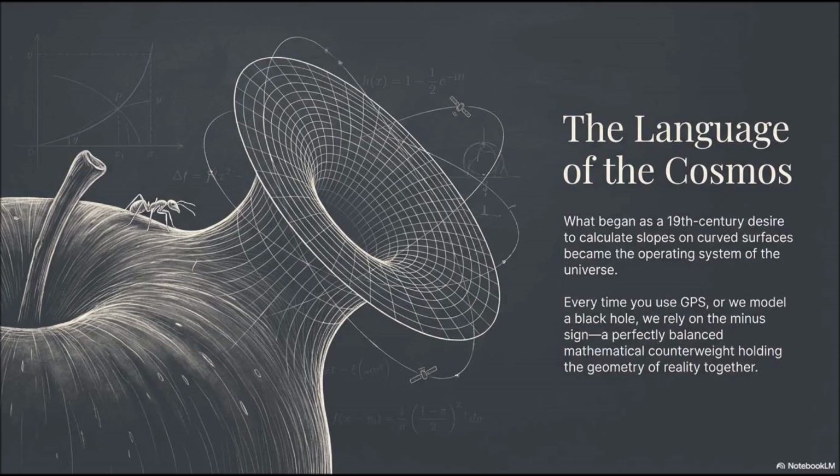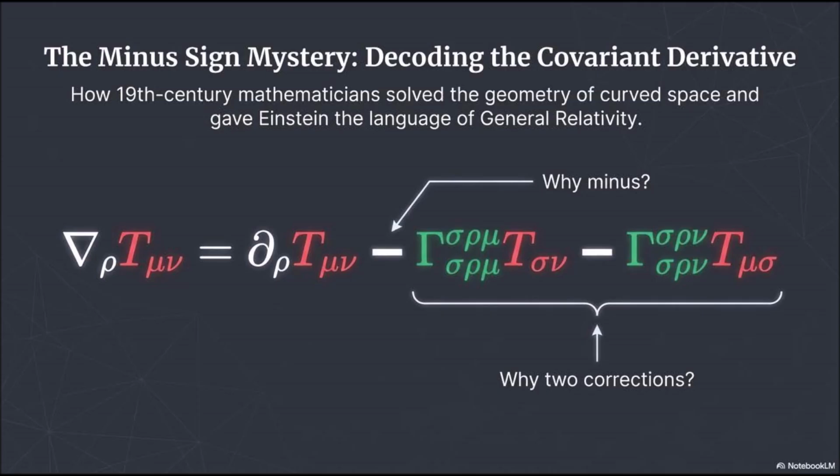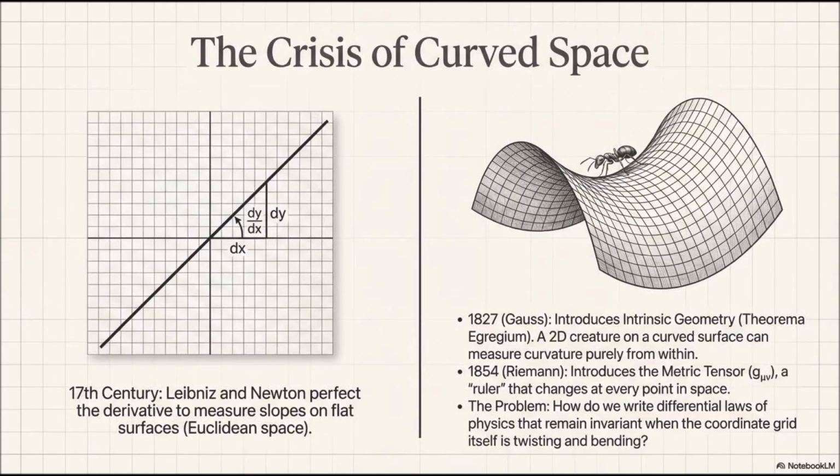What's fascinating here is the sheer elegance of Gauss's proof. Before Gauss, to measure how much a sphere was curved, mathematicians thought you had to step outside the sphere into a 3D space and measure its radius from the center. Gauss proved that a 2D creature, our ant living strictly on the surface, could just draw triangles, measure their internal angles, and determine the curvature of their universe entirely from within.